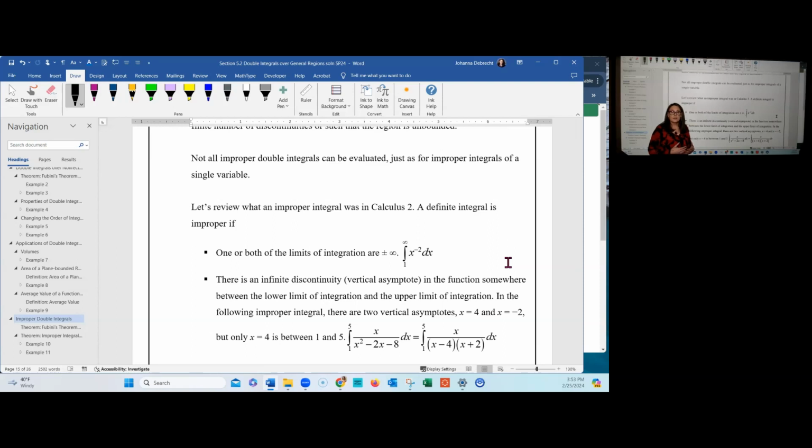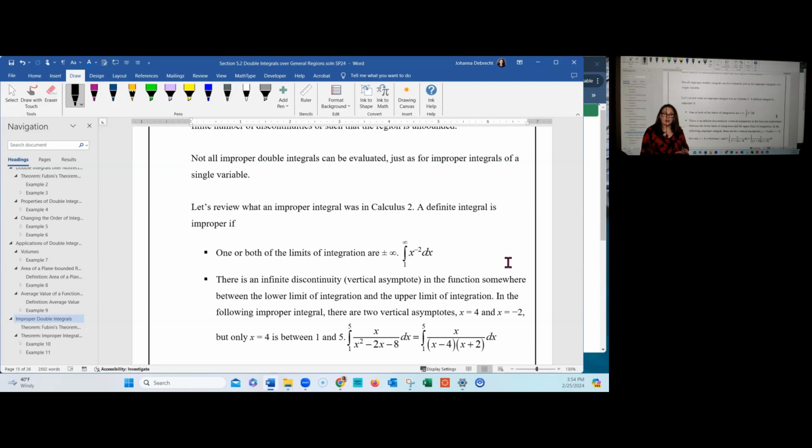For example, we may say that x can go to infinity, or that y can go to infinity, or both x and y can go to infinity. We could also, of course, go to negative infinity for x or negative infinity for y. In that case, our limits of integration in the double iterated integral, one of them will become improper, or perhaps both, at infinity or negative infinity.